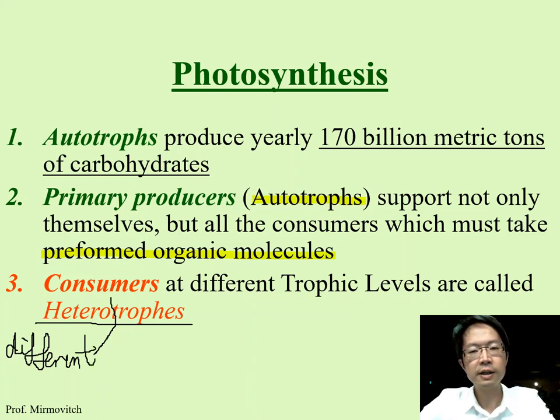Trough, we already said that it means feeding. So these consumers feed on different organisms. Heterotroph is like the opposite of autotroph. Autotrophs produce their own food by themselves. Heterotrophs feed on others. And we'll talk about trophic level later.